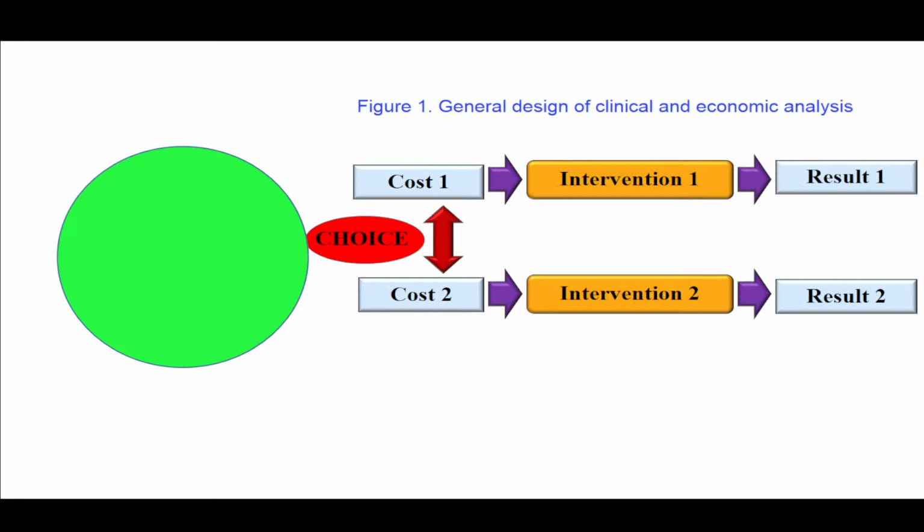For example, you have a first possibility to make an intervention number one. Now, we know the amount of cost, we call it cost one. You pay cost one to realize intervention number one. We see a result, result number one. We have another way with cost two, intervention number two, and you see the result.